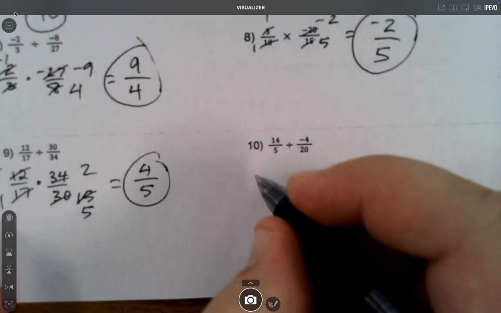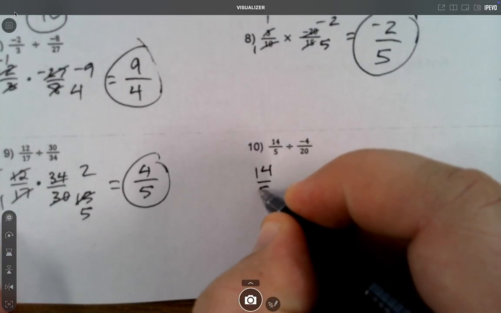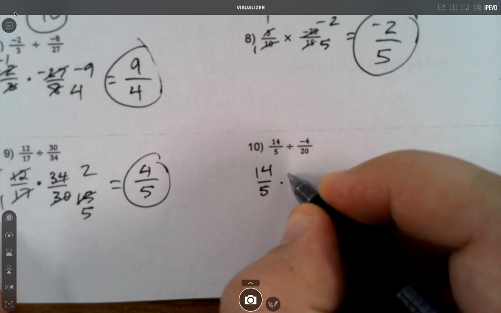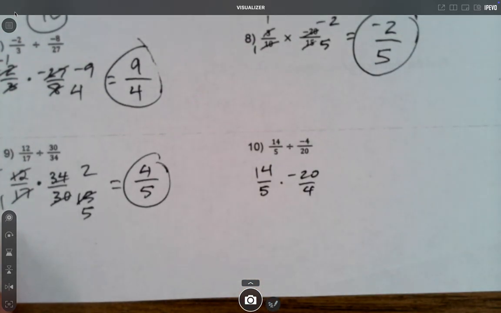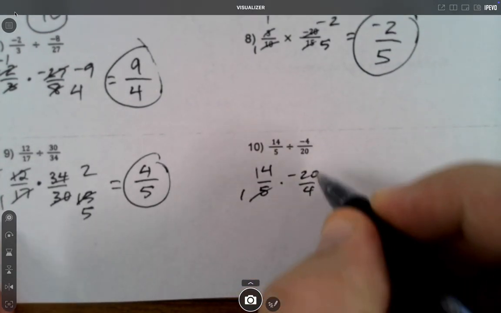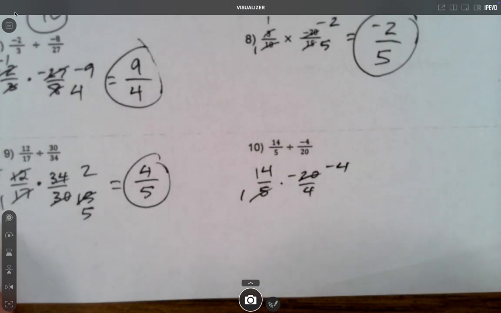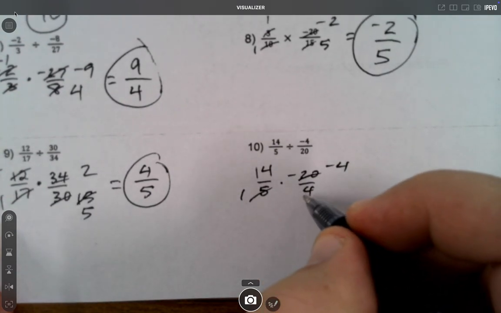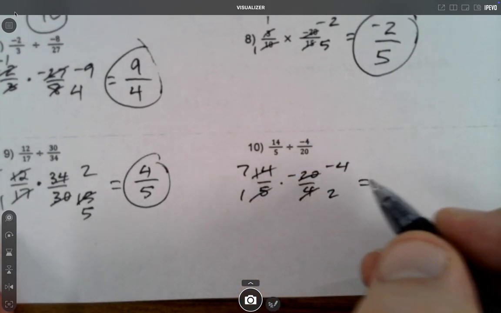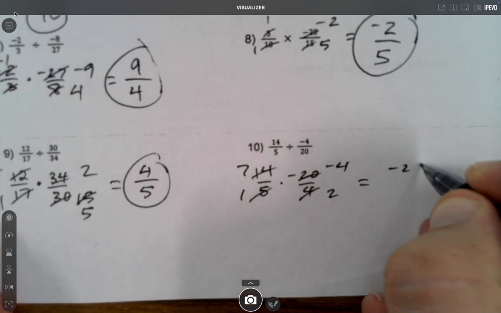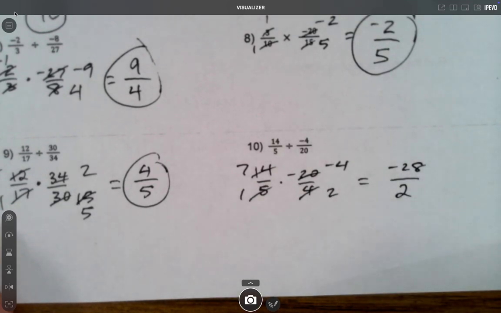Okay, number 10, before we do any canceling out, we'll need to flip the second fraction. So we flip it to be negative 20 over 4. It does not actually matter where you put the negative sign, so it's okay if you keep it with the 4 or not. 5 and 20 are both divisible by 5. 4 and 14 are both divisible by 2. So we get 7 times negative 4, which is negative 28, over 2.